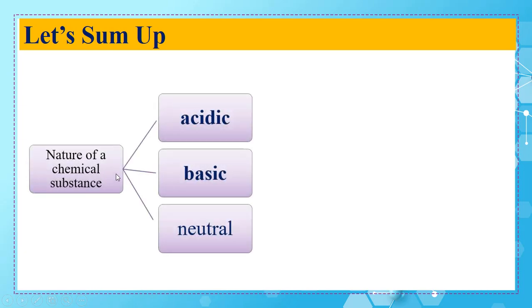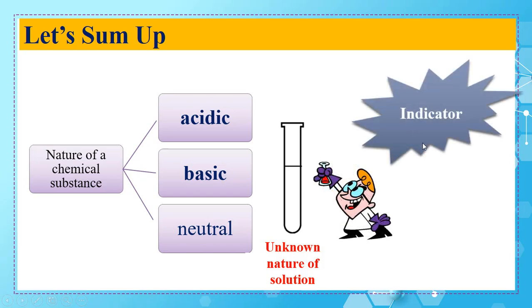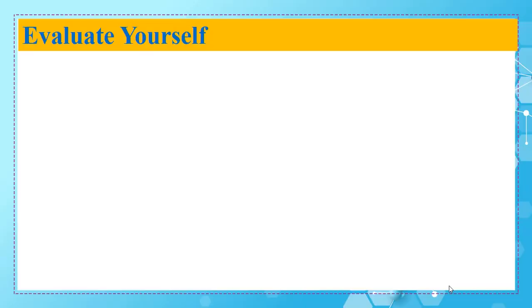Let's sum up the ideas that you must be familiar with. A chemical substance can be acidic, basic, or neutral. To know the nature of a solution, we can use an indicator, but keep in mind that indicators don't change color in neutral substances. We'll end up this video by evaluating yourself.